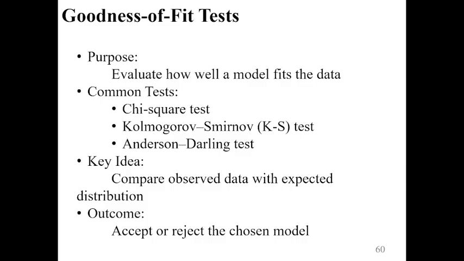Common methods include the chi-squared test, which compares observed and expected frequencies. And this method is very difficult to pronounce: Kolmogorov-Smirnov. It is a Russian name. This test evaluates differences between the cumulative distributions. And we have another test, the Anderson-Darling test, which gives more weight to the tails of the distributions.